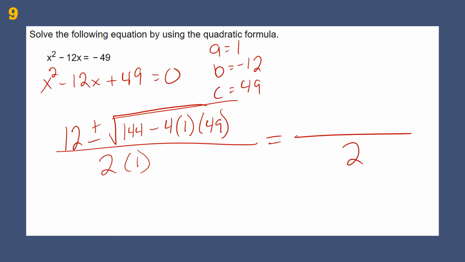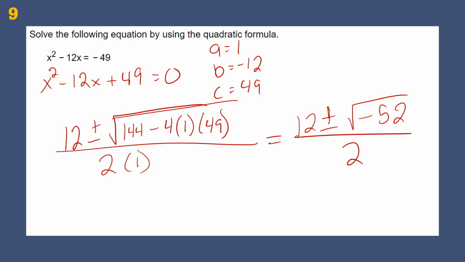I have a 12 here, but the meat of my problem is trying to simplify that square root. So 4 times 1 times 49, what does that equal? That equals 146. Okay, so I need to subtract, sorry, let me do that right, 196. Check my math there. And so if we're going to subtract that, we end up getting plus or minus the square root of actually a negative number. And that would give me negative 52.